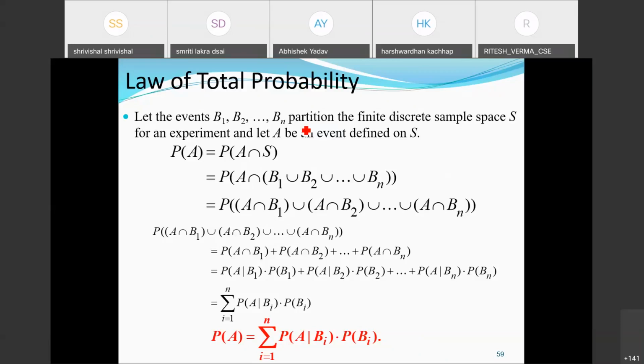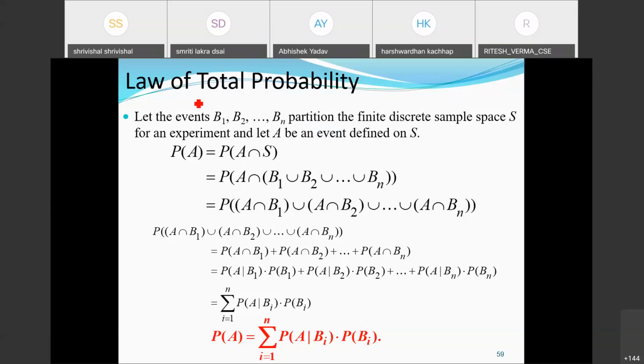For example, if I toss a coin, its sample space will include the two possibilities, head and tail, correct? Out of these two possibilities, one event could be the head, another event could be the tail. So in the case of tossing a coin, I could define a sample space that considers the two events, head and tail. Subsequently, in the general form, we have defined a sample space where there are n events, which are possibilities for an experiment, and let A be an event defined on S.